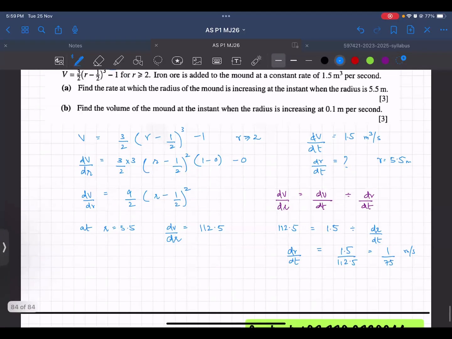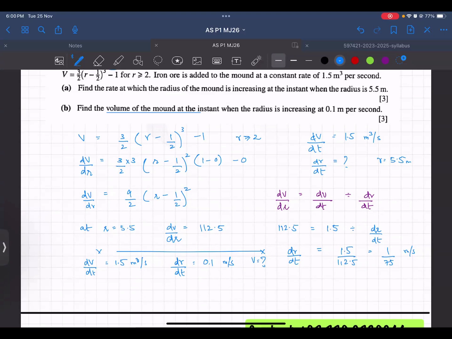Then find the volume of the mound at the instant when the radius is increasing at 0.1. So they have given you for this part the dv by dt, we already know. It is 1.5 meter cube per second. And they have given you in the second part dr by dt as well. Look, 0.1 meter per second. They are asking you what is the volume of the mound at that time.